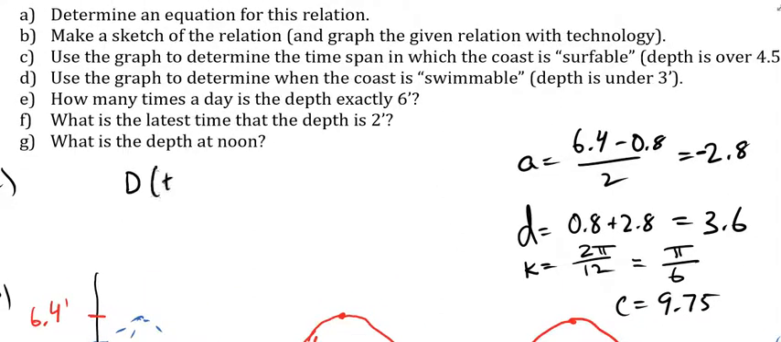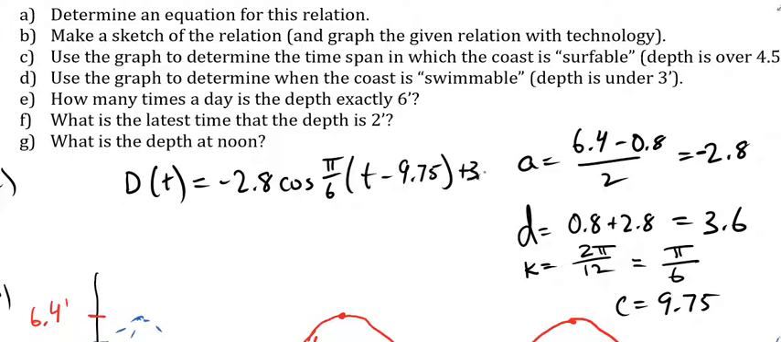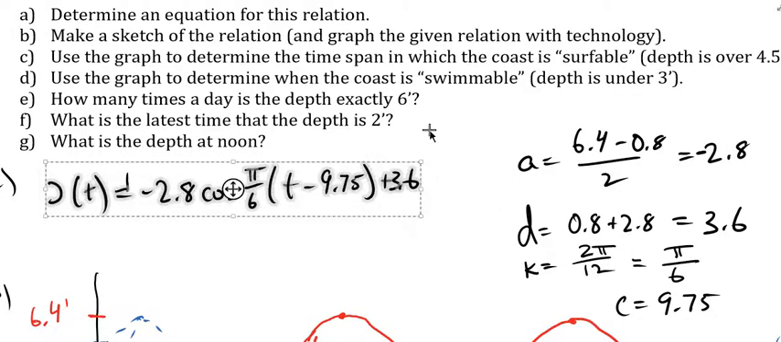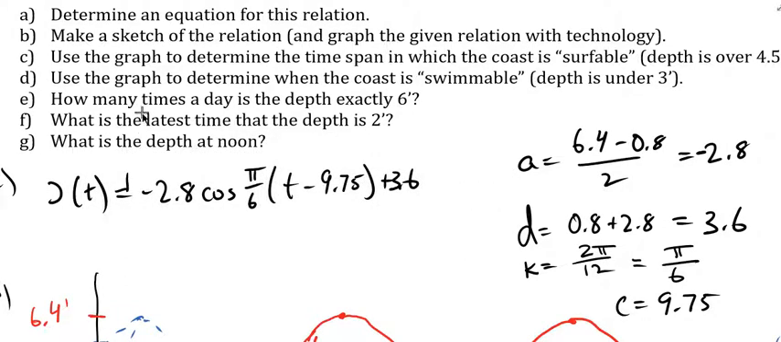Depth at time t. Usually for applications in grade 12, we start using function notation. We don't say y equals; we use meaningful variables. So depth at time t is equal to negative 2.8 cos of pi over 6 times bracket t minus 9.75, plus 3.6. How's that? Everybody okay with that?